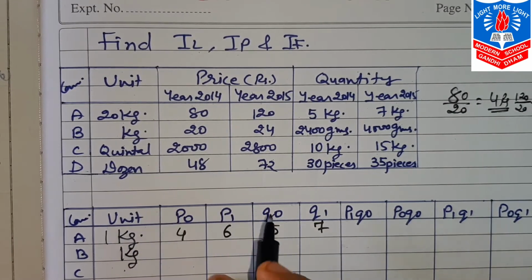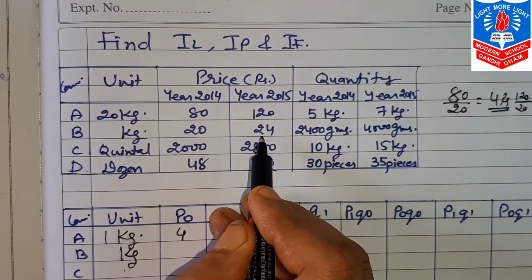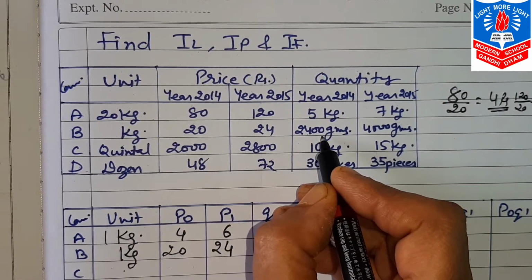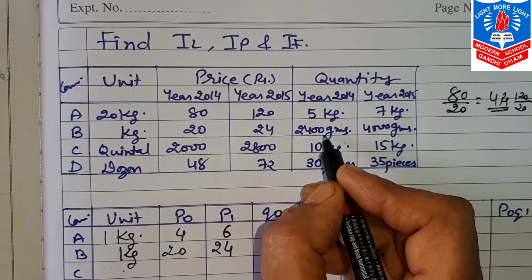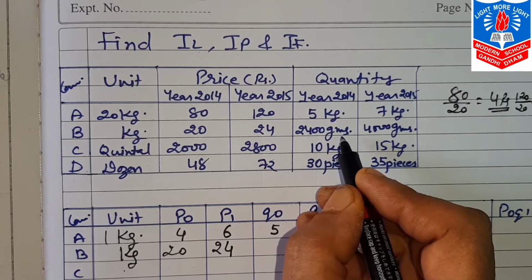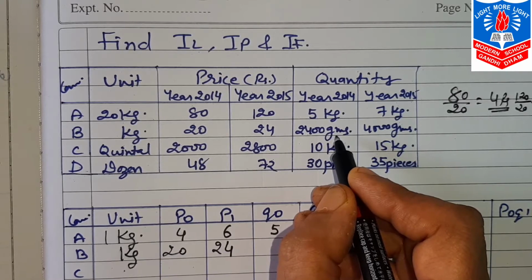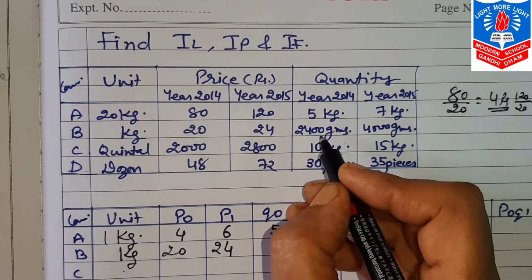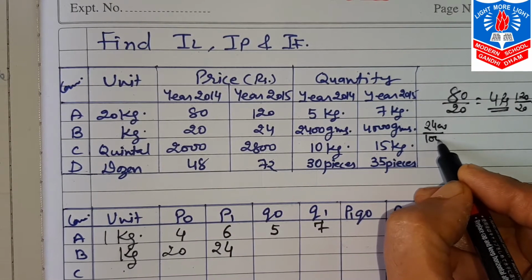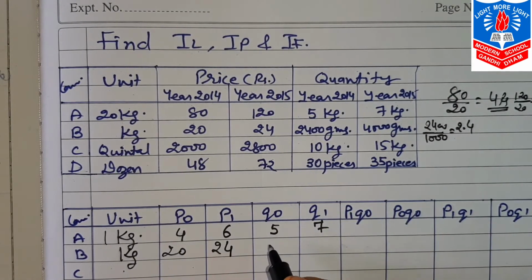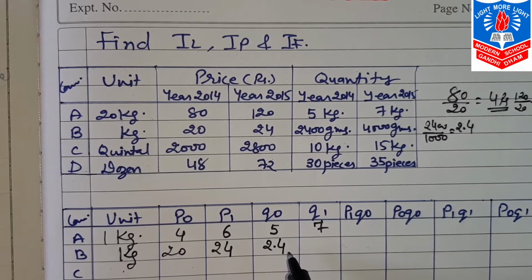Now come to the second rule. See, these 20 and 24, the prices of the base year and current year, are for 1 kg, so there is no need to change anything in them. But the quantity given here is 2400 grams, and here 4000 grams. So the second rule is that whatever unit of measurement is given, the same unit of measurement should be there in the quantity. If it is not there, then we will change it. Now we know very well, in 1 kg there are 1000 grams. So this 2400 grams, if we divide by 1000, we get the value in kilograms, which comes to 2.4. So here in the quantity we write 2.4.